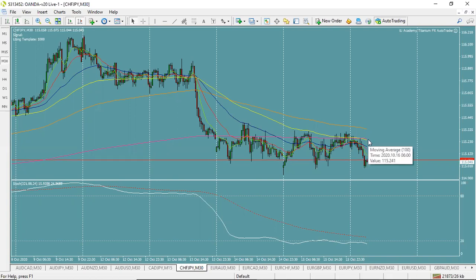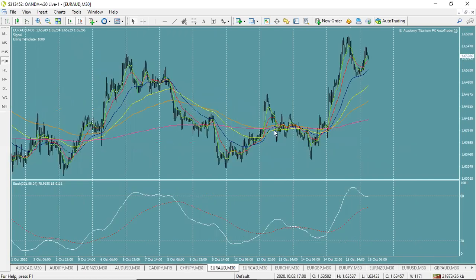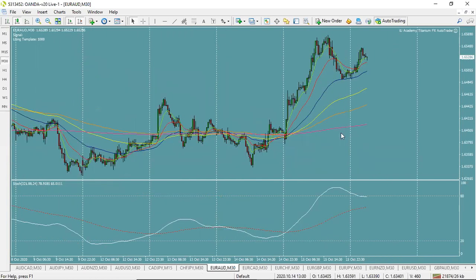So that's where I would be interested in shorting from. Right. As far as the Euro Aussie goes, I've got trend to the upside. I've got a full trend to the upside here. All of the moving averages are in order. All we're really looking for is a pullback past our 50 or our 100, and then we're looking at a continued move to the upside.